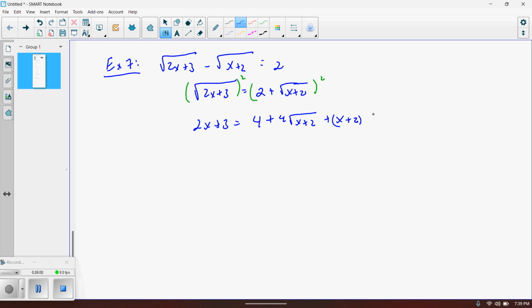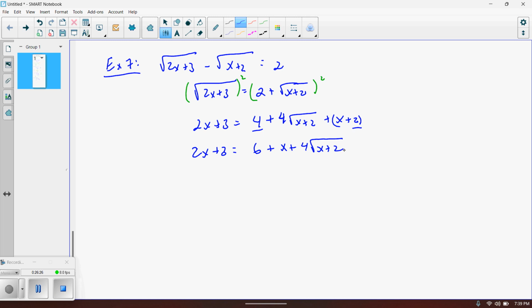And let's combine what like terms that we can. So we have 2x plus 3 stays that way on the left. I've got a 4 and a 2 here and here that I can combine. That'll be 6. Can't really do much with the x. And I've got 4 square root of x plus 2. So I've combined what like terms I can.